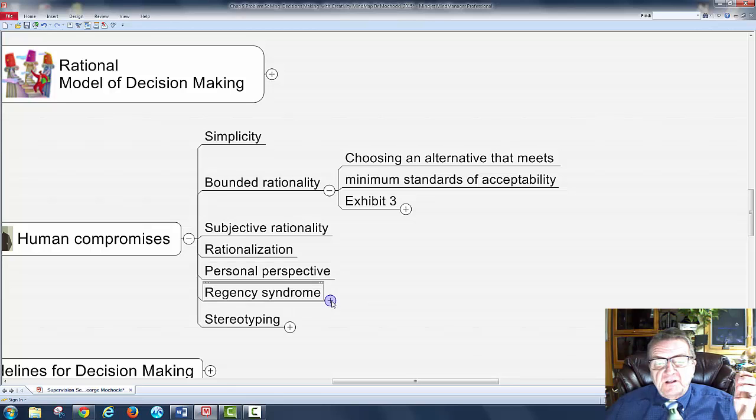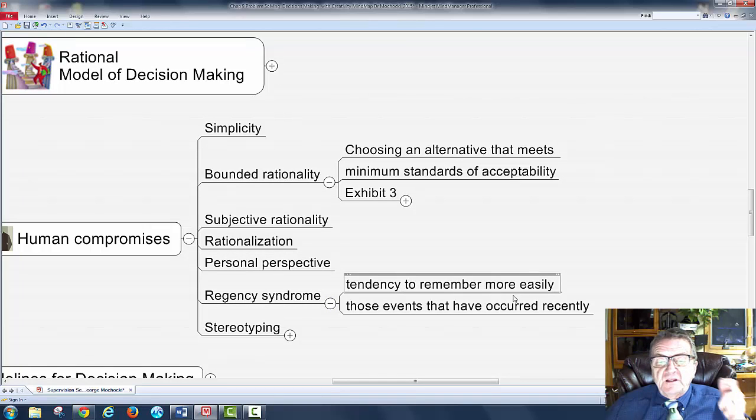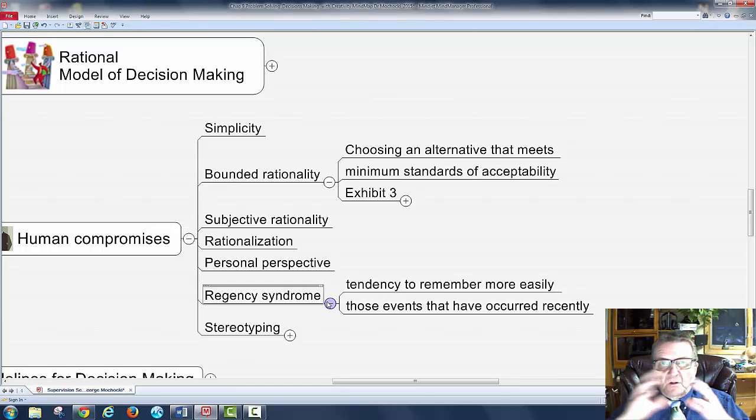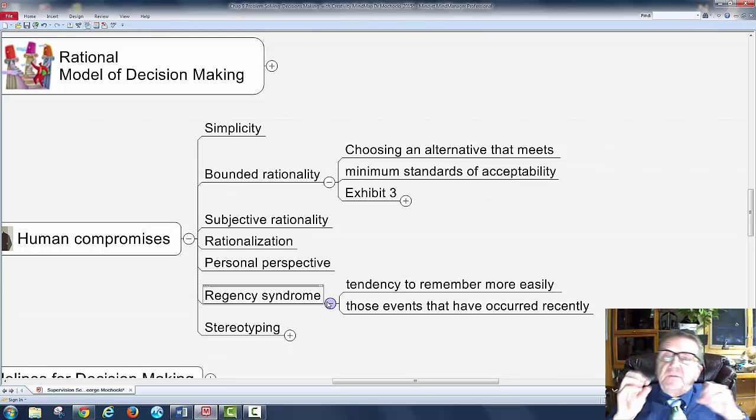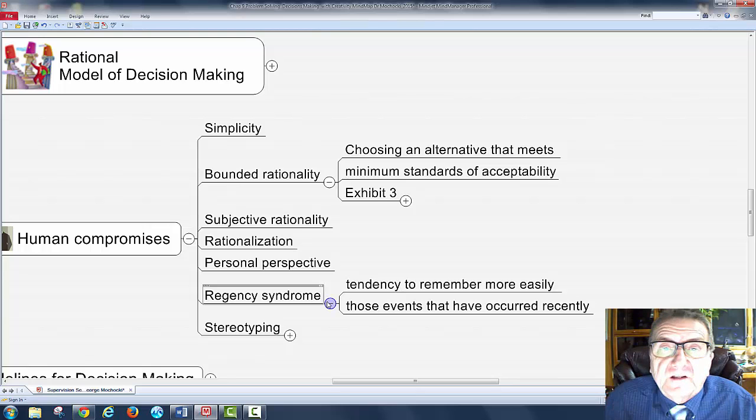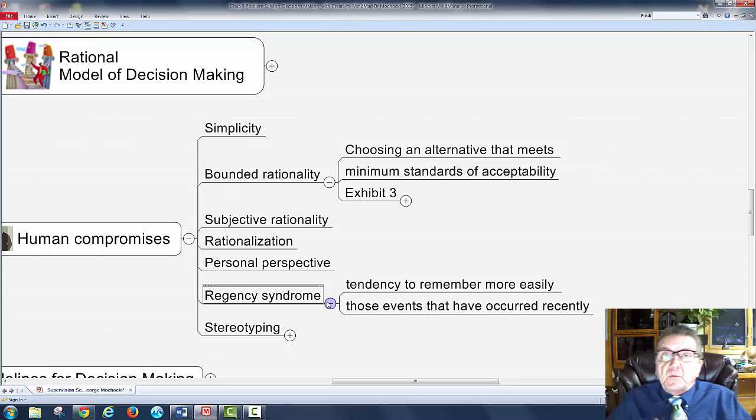Then there's recency syndrome, the tendency to remember more easily those events that have occurred recently. So when I'm making decisions or looking at alternatives, like it or not, you're looking at past history. What worked last time? And a lot of times the scenario may be a little different, so I adjust it for the different aspect or the different variable in there, and so I don't have to reinvent the wheel. Remember, in business, even as a supervisor, my job is not to reinvent the wheel. Sometimes I have no other choice. I have to come up with a brand new wheel. But a lot of times I have the wheel, I just want to make it better, or I have a solution, I just want to adjust it.